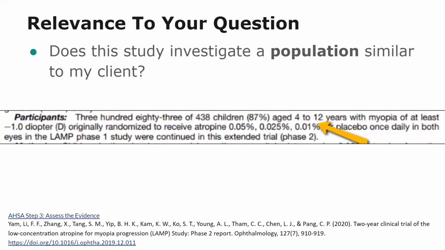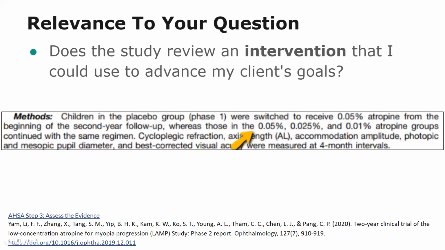The next question when determining the relevance is to check if the intervention is similar to the intervention you're looking for. So if you're looking for general information, it might be a study that could be used to advance your client's goals. That is, to achieve a desired outcome. In our example, we're looking at comparing 0.05 to 0.01 atropine for myopia control. So this study has that exact information. So this aspect of the study is also quite relevant.